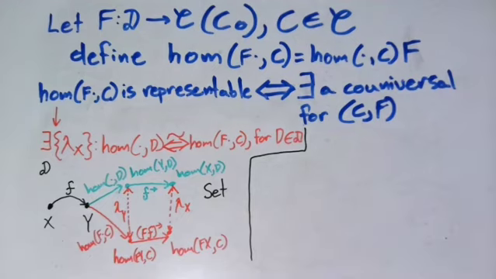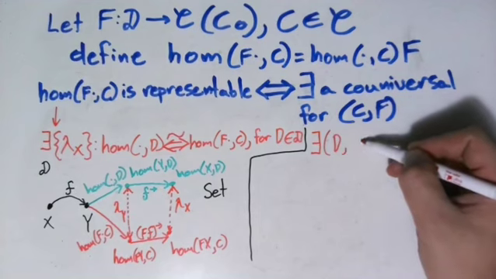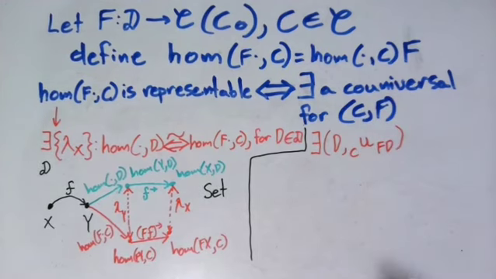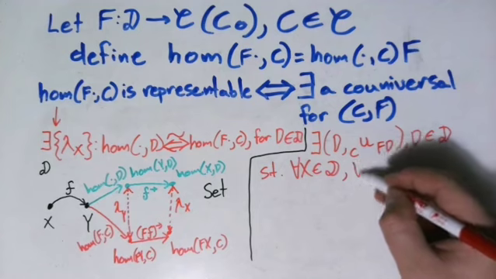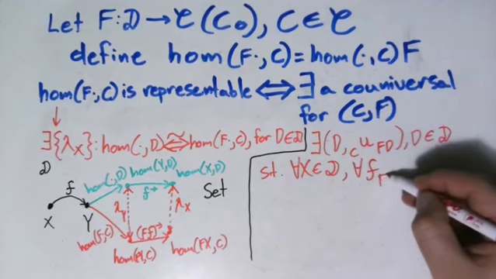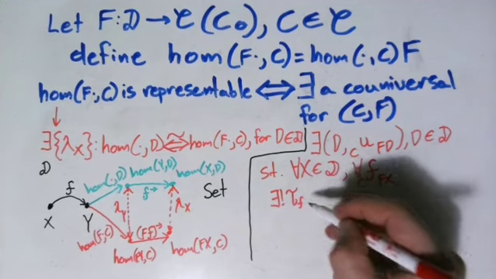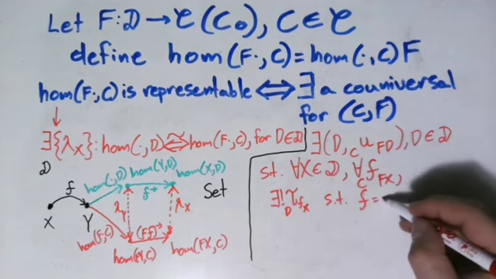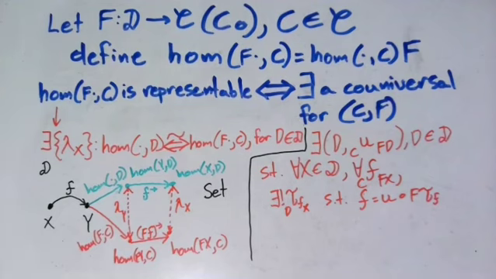Now for this side, if we say that there's a couniversal for CF, that means that there has to exist some pair D, U where U goes from F of D into C, where D is in D, such that for any x in D, and for any f going from F of x into C, there exists a unique tau of f going from x into D such that f is equal to U after F tau f.